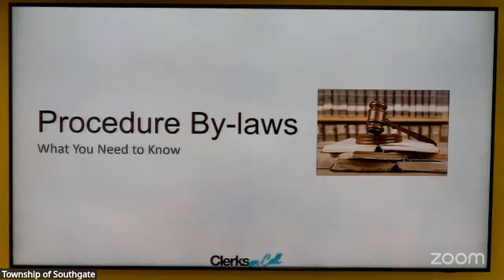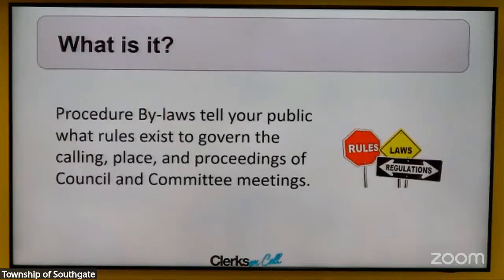So now that we've outlined with you the process that we used and some of the guiding principles of the procedure bylaw review, let's talk for a minute about the purpose of procedure bylaws and why they're so important. So every municipality in Ontario is required to have a procedure bylaw, and it's a legal document that's created by a municipality that directs the way that council and committee meetings run. They tell your public what rules exist to govern how meetings are called, where they take place, the procedures that must be followed for discussions and decision-making. And having an effective procedure bylaw can lead to more productive meetings and ultimately can help council to reach its goals.